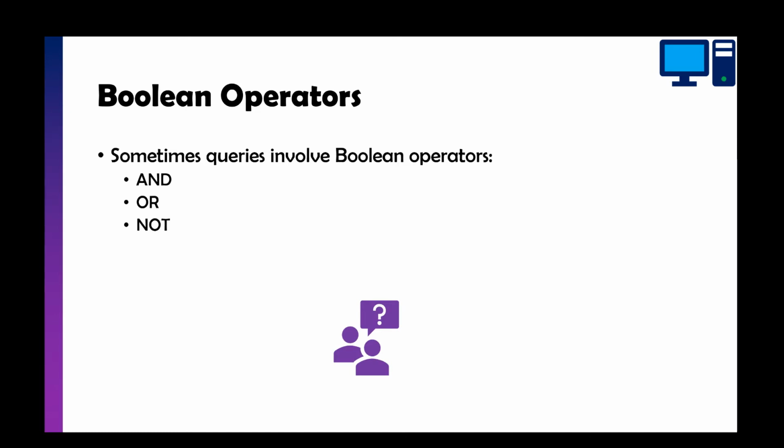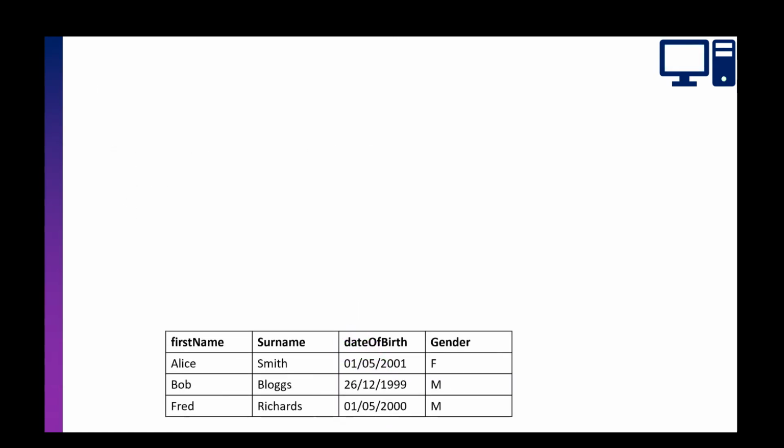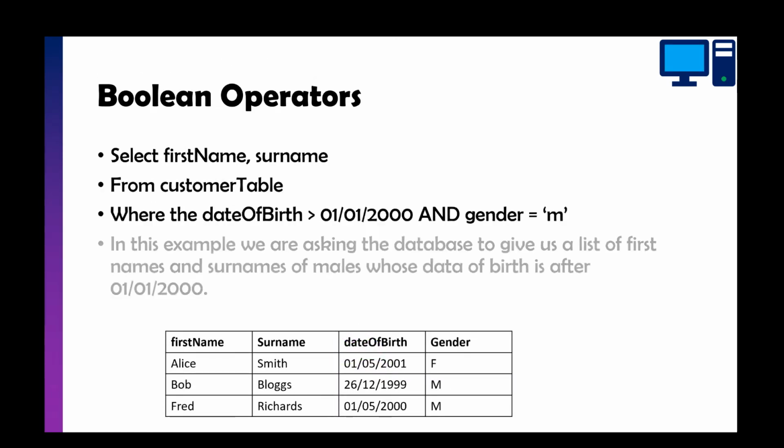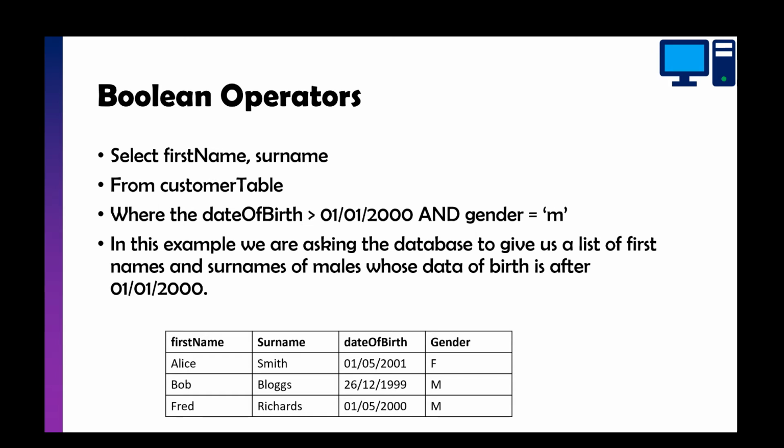Now these queries involve Boolean operators and, or, and not. So if you look at this example here, if I select first name and surname from the customer table where the date of birth is greater than the 1st of January and the gender is M. So what we're doing is we're looking for everybody who was younger than 2000. So if you look here, we've got Alice Smith born after 2000 and Fred Richards. Bob Bloggs, he's too old. So it's got two criteria there, but then it's also saying and their gender must be an M, so it means we're going to return Fred Richards in that example.